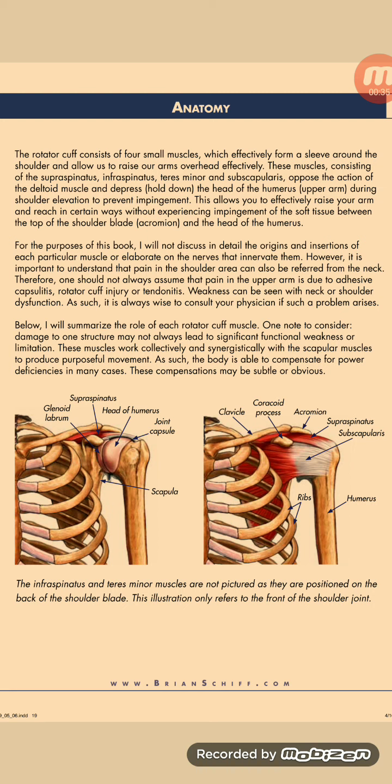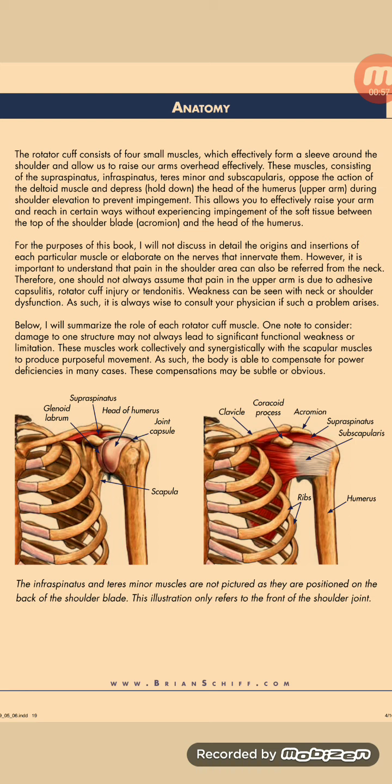This allows you to effectively raise your arm and reach in certain ways without experiencing impingement of the soft tissue between the top of the shoulder blade (acromion) and the head of the humerus. For the purposes of this book, I will not discuss in detail the origins and insertions of each particular muscle or elaborate on the nerves that innervate them.